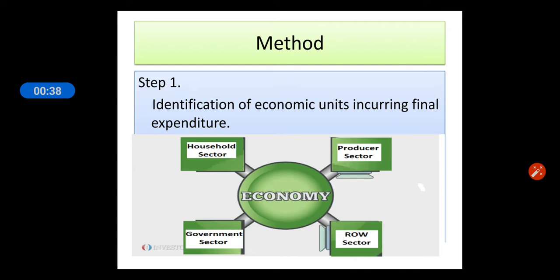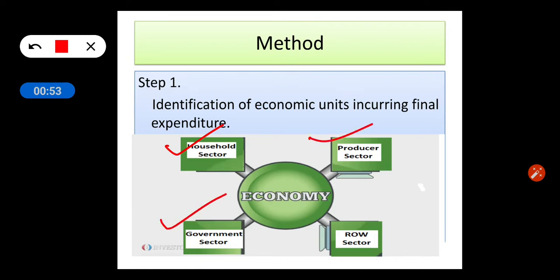Step number one, all the economic units which incur expenditure on final product are divided into four groups. Number one, household sector, two, government sector, three, producer sector, and four, rest of the world sector. These are the four economic units which incur expenditure on final product. So our first step is to identify these economic units incurring final expenditure.